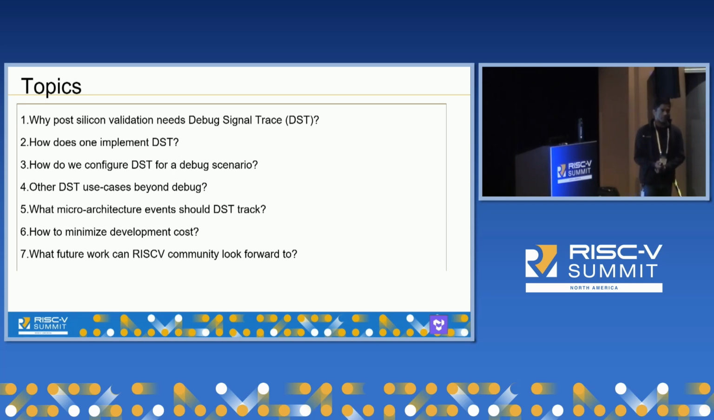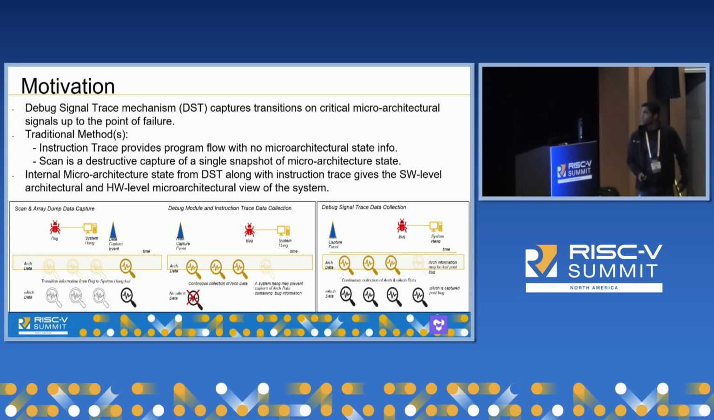Obviously, we want to make the post-silicon ecosystem very rich for all of us so that we can have rapid deployment of RISC-V. So let's get into the first topic, which is what is the problem statement, why do we need it? If you want to fast track debug, you need more data.